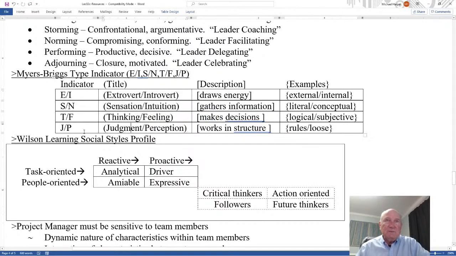The final is judgment, JP, and judgment perception works in structure. Some people work very well in a rule-based way: just tell me what I need to do and I'll do it. And some work very well with perception. They're very loose. Okay, well, let's just start and see what happens. Let's just work toward a goal. The other says, no, tell me what I need to do. Now, that doesn't mean that, and this is about working in a work environment.